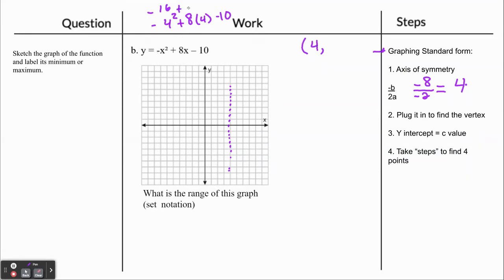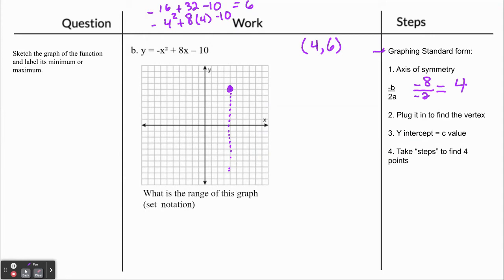Then I'm going to add 8 times 4, which is 32. And then I'm going to subtract 10. So negative 16 plus 32 is positive 16. Minus 10 is equal to 6. So what that means is we have 1, 2, 3, 4, and then our y value is up 6. So we're going to go up 1, 2, 3, 4, 5, and 6. Here is my vertex here.